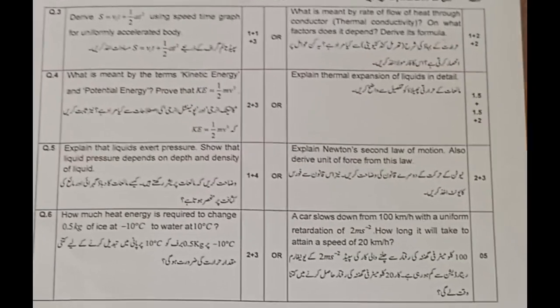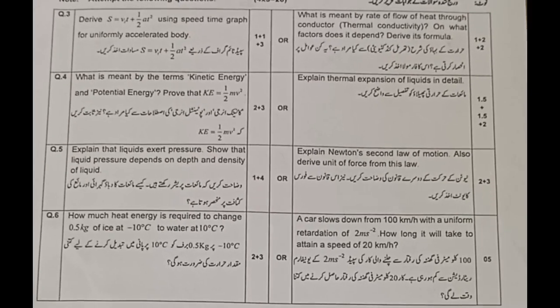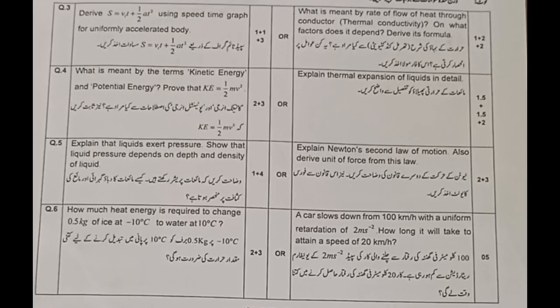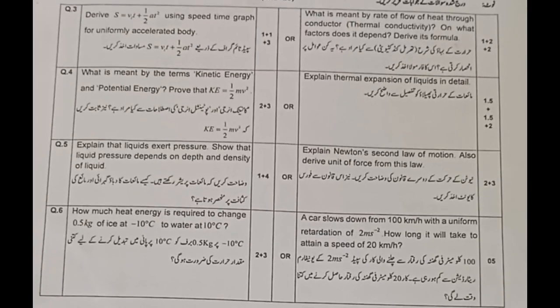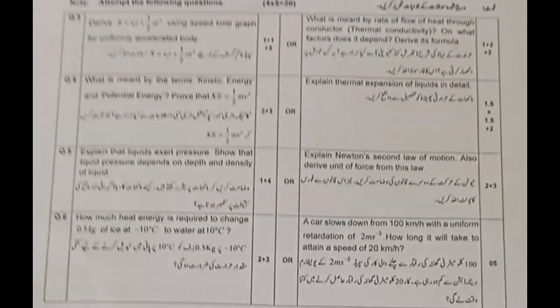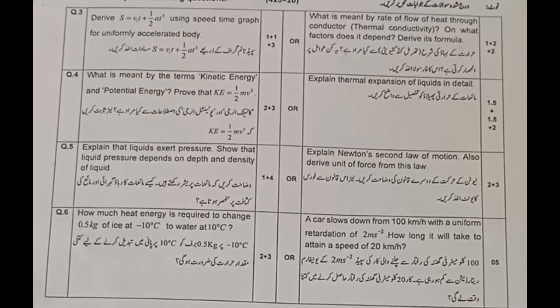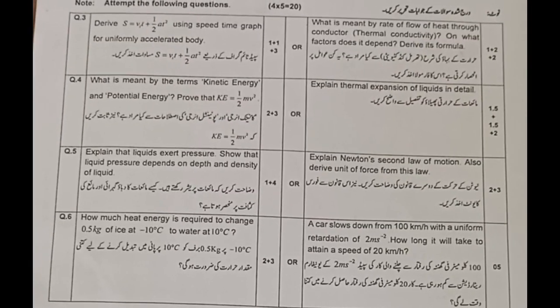First long question, derive S is equal to Vi t plus 1 by 2 a t square using the speed-time graph for a uniformly accelerated body. The long question second was, what is meant by kinetic energy and potential energy? Prove that kinetic energy is 1 by 2 mass and velocity square.